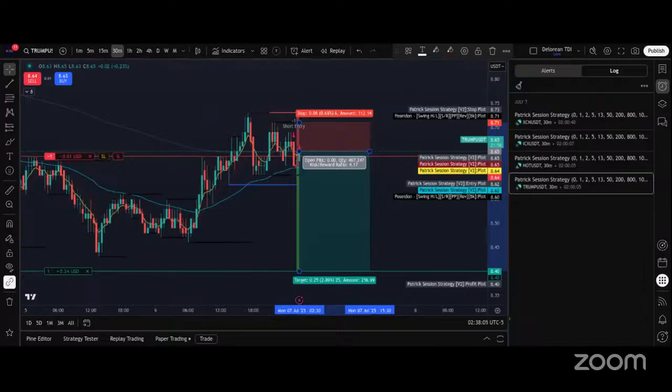Again, another 30-minute confirmation. Take profit is going to be 8.40 for 25 pips. Stop loss is going to be 8.71. That's going to be for 6 pips. And entry price is going to be 8.65.